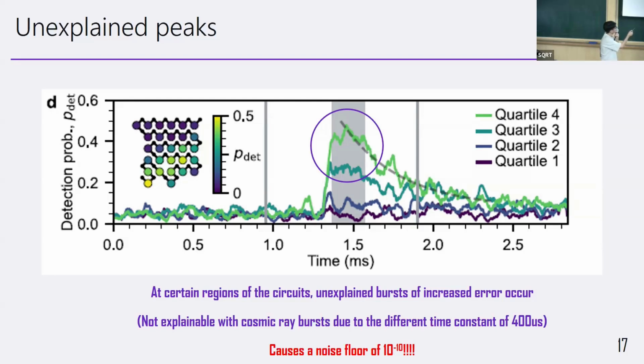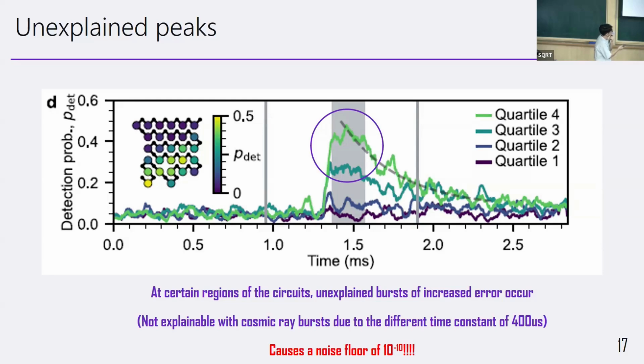Now, the main problem is that at certain regions of the circuits, so this is the monitoring of the circuits, and the detection probability, which is basically 1 over lambda. So if this thing is large, it's not good. It's a high rate of error. You can see these spikes here, which is annoying because these spikes mean that there's this noise floor of 10 to the minus 10. And these always occur.